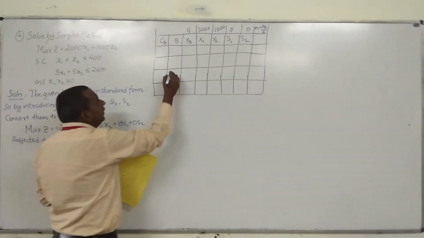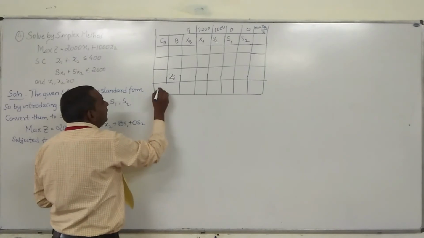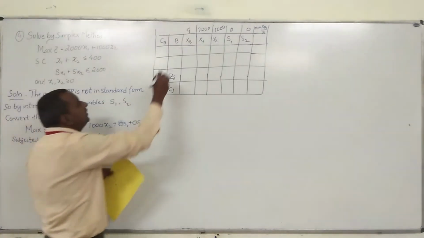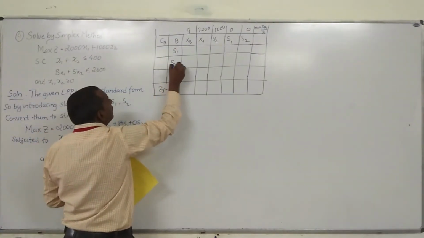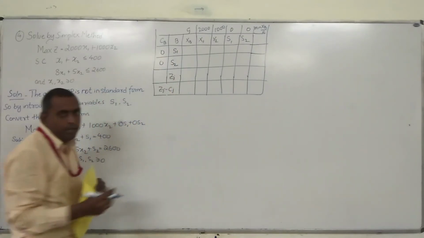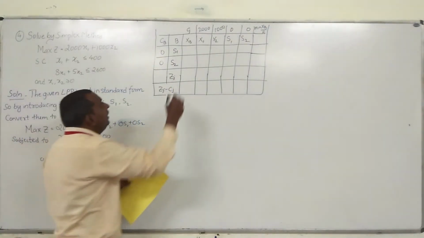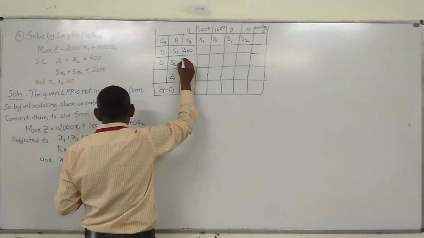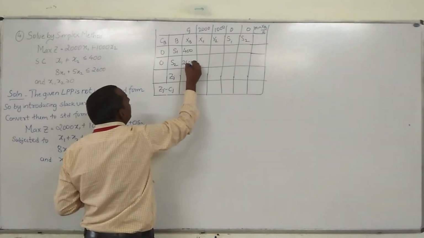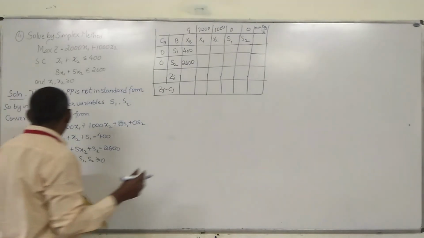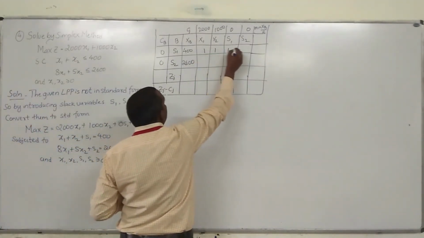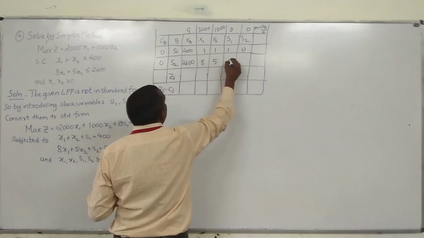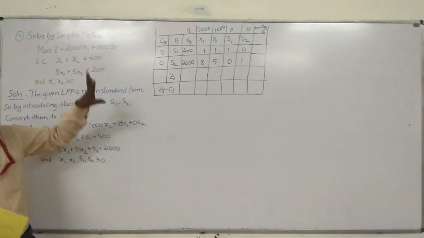So the table is ready here. This comes Zj and this is Zj minus Cj. So what are the bases here? Bases are S1 and S2. The coefficients of S1 and S2 are both 0. What is XB? XB is 400 and this one is 2600. Fine. So what is x1 here? x1 is 1, 1, 1, 1, 0 followed by 8, 5, 0, 1. So all the values are filled up here.